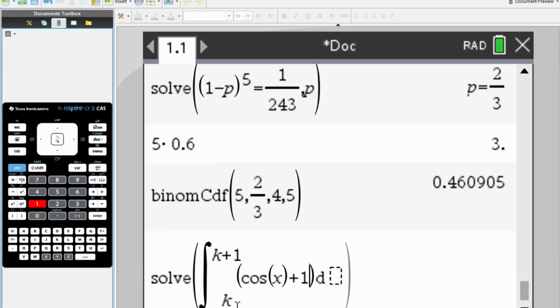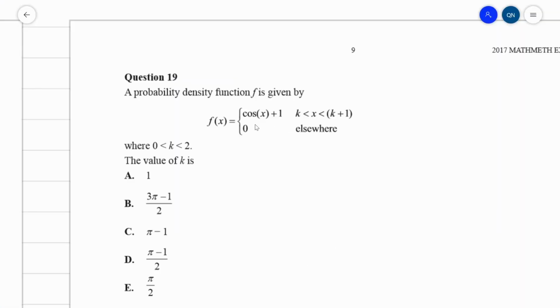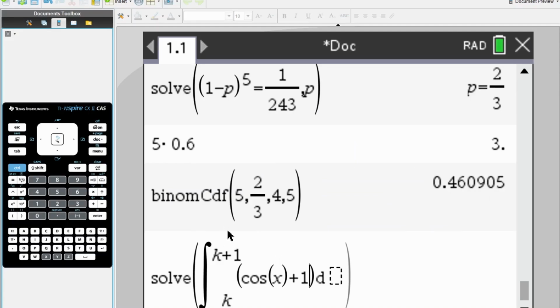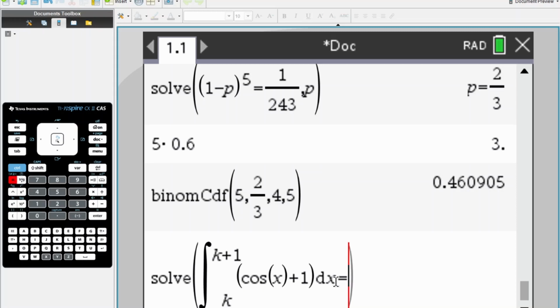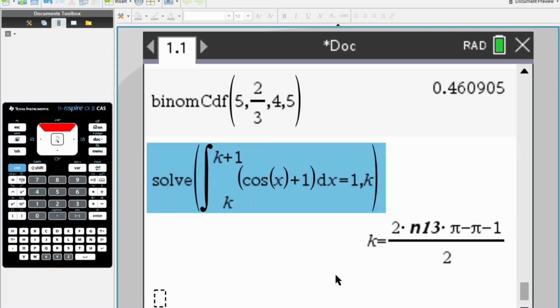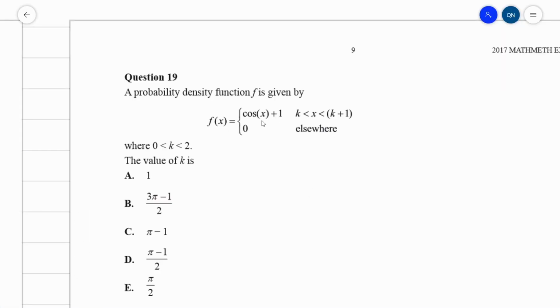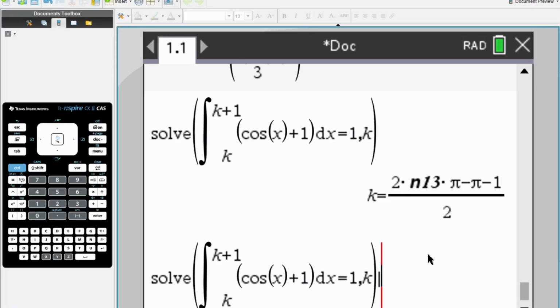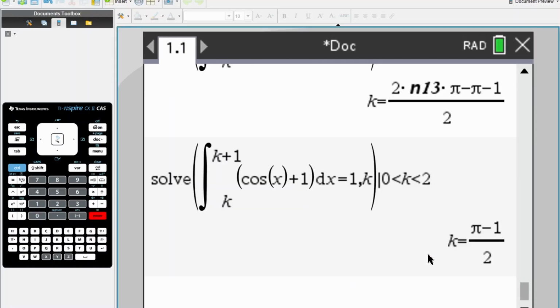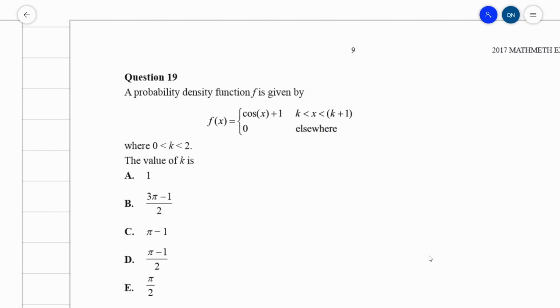Now technically it's negative infinity to infinity, but because it's 0 everywhere else, we can just chop it off on this interval. We integrate with respect to x, and we set this equal to 1, and we're trying to find the value of k for which this is the case. We get a general solution, as expected, because we're working with some trig. So let's impose this condition that k is between 0 and 2. And we get pi minus 1 on 2. So that is option D.